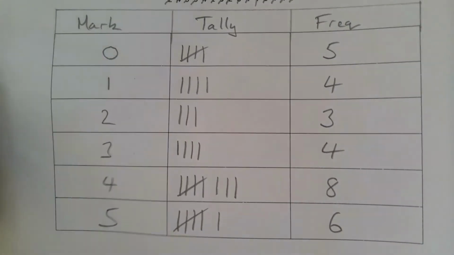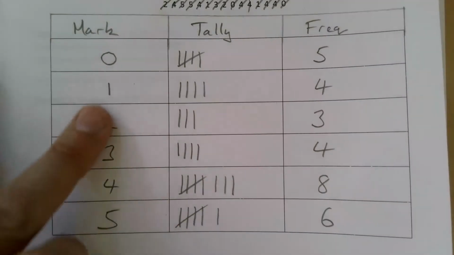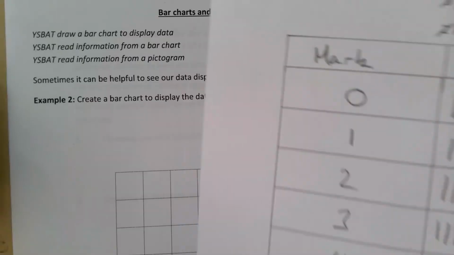So here is our data from example 1. We need the frequency to go up as high as 8. And then our marks is going to be 0, 1, 2, 3, 4, 5. So let's take a wee look at this. We can have 0, 1, 2, 3, 4, 5 going along here, and then we can have a frequency going up to 8 at the side. So we most definitely need a ruler.